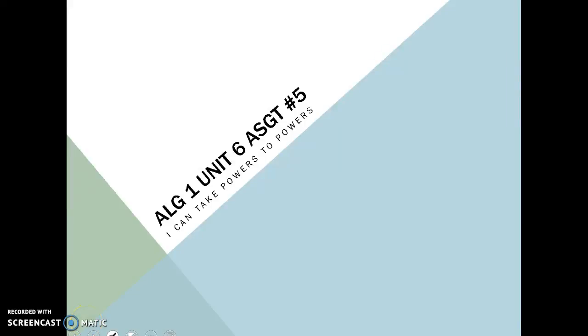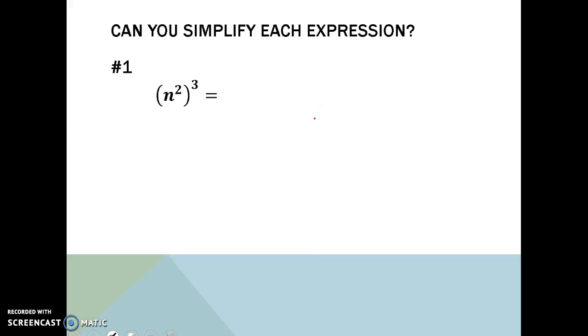So in assignment number 5, we're going to be taking powers to powers. And so let's go ahead and get started. Very simple. First problem, at least I think it is, we're going to have 3 n squareds.